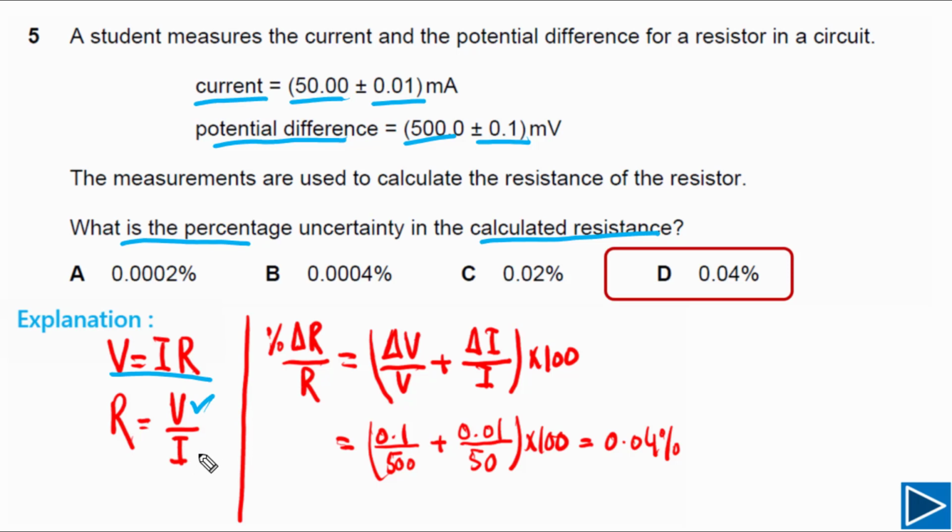Now you can see these two quantities are divided. So it simply means that we need to add the percentage uncertainties to calculate the percentage uncertainty in resistance. For that reason, we have divided absolute uncertainty by the mean value of potential difference plus absolute uncertainty in I divided by its mean value. Multiply by 100, then just simply solve this one, and this is the percentage uncertainty in resistance.